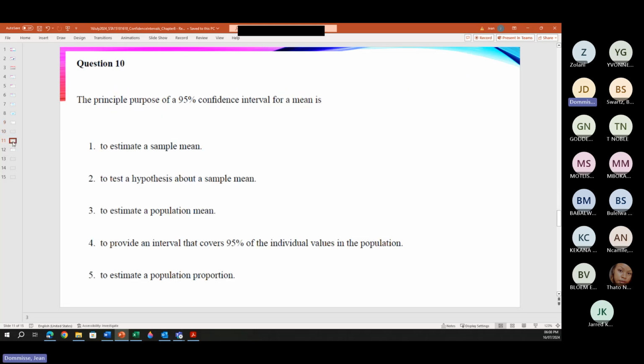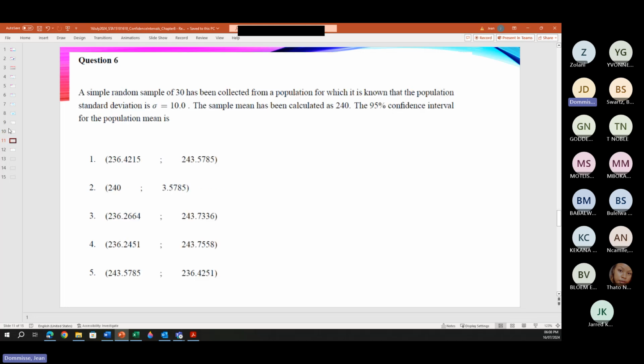Okay, let's first do another one about theory, and then we can do this one.